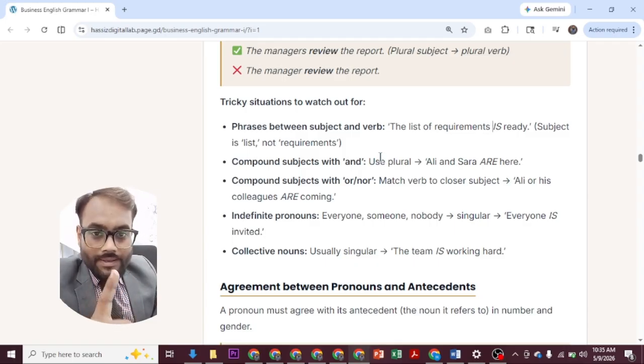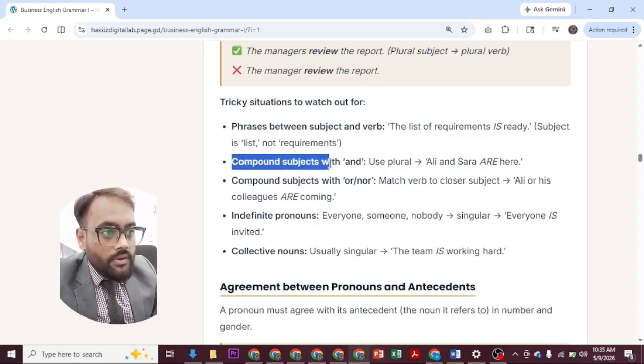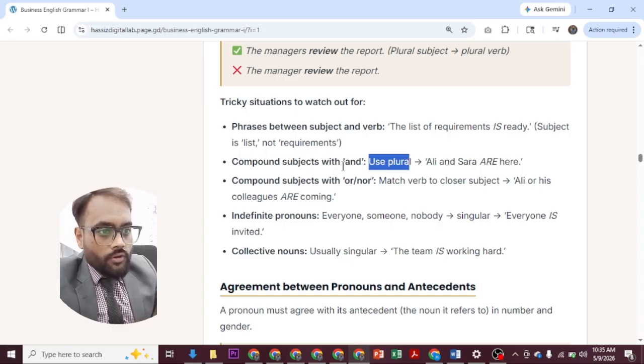Singular is used for the singular subject. Now the compound subjects: with "and" in between the compound subject, we have two people over here, so we use the plural. As you can see, Ali and Sarah are a compound subject, and what are they doing? Ali and Sarah are here.